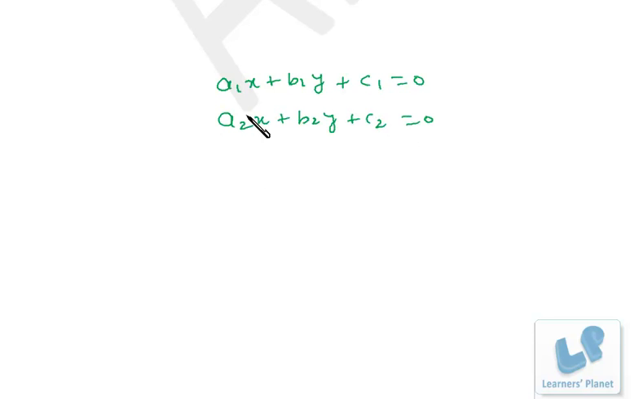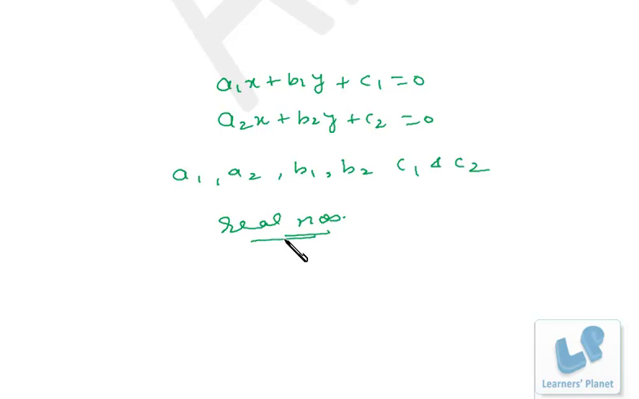So precisely, what is the general form of a system of linear equations? That is a1x plus b1y plus c1 is equal to 0 and a2x plus b2y plus c2 is equal to 0, right? Here a1, a2, b1, b2, c1 and c2, all of them are real numbers, right? They can have negative or positive values, they can be fractions, they can be irrational numbers, but all of them have to be real numbers, right?